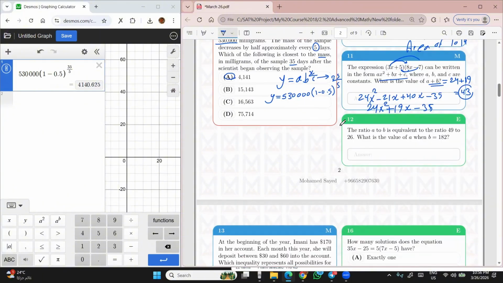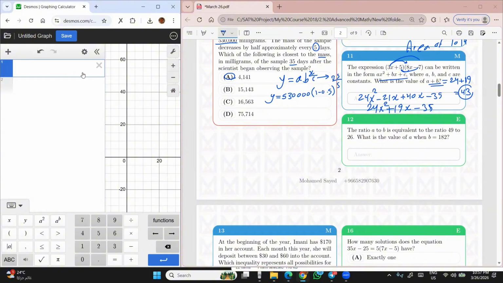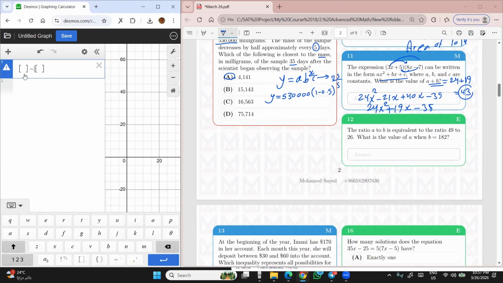Number 12, the ratio A to B is equivalent to the ratio 49 to 26. What is the value of A when B is equal to 182? In this kind of questions, we need to write the ratio to be the value of A or B. Maybe you can use Desmos by writing the square brackets like this. Make the square brackets and put the tilde symbol between them and make a fraction bar here and a fraction bar in the other side.